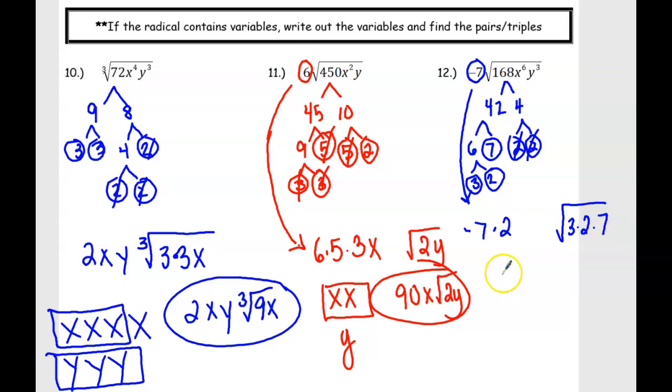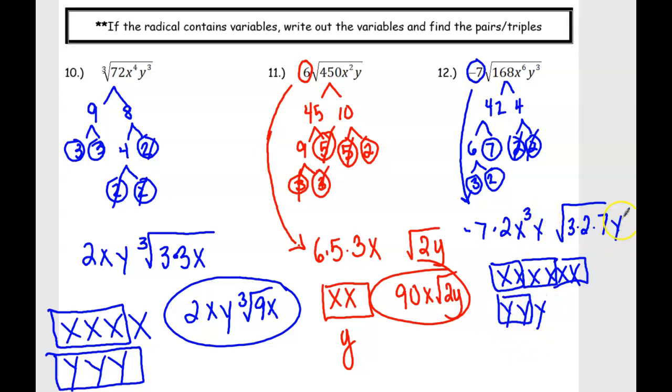Now for my x's, I've got 6 x's, 1, 2, 3, 4, 5, 6. Since I'm looking for my doubles, there's 1, 2, and 3. So you could also think of what's 6 divided by 2, and you would get x to the third, because we got 3 pairs of x's. And then for our y, we've got 1, 2, 3, so we've got 1 pair of y's and then 1 left over.